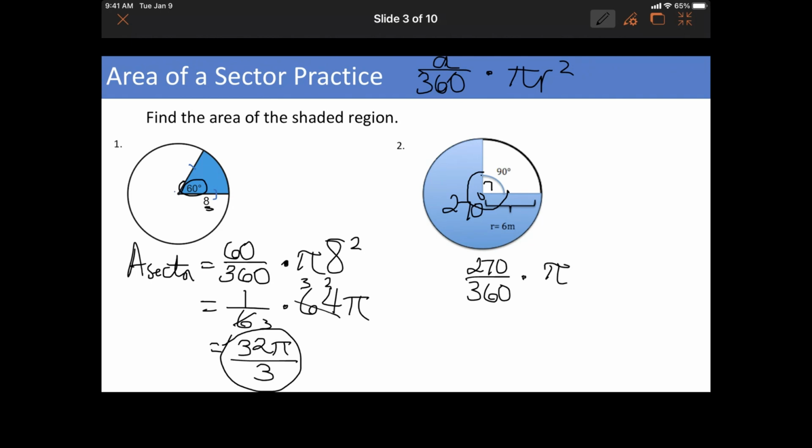So pi over 36. Oh, sorry, that's 6 squared. I hope that's okay. My brain just jumped to it immediately. So I'm going to simplify that. So this time, 36 can simplify out, cross simplify. So I have 27 pi, and this time I do have units, meters squared.